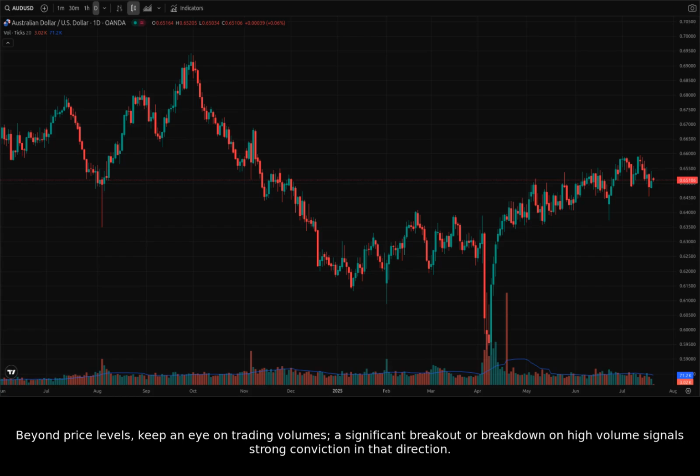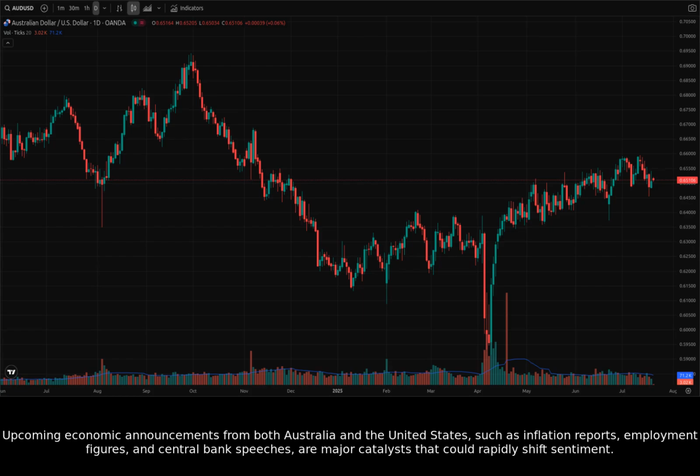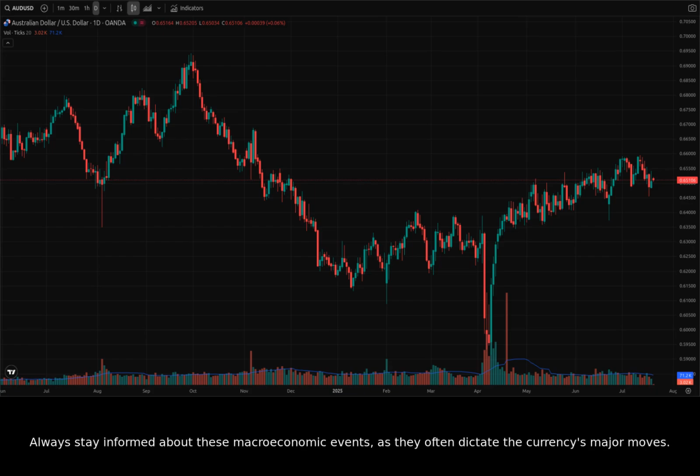Beyond price levels, keep an eye on trading volumes. A significant breakout or breakdown on high volume signals strong conviction in that direction. Upcoming economic announcements from both Australia and the United States, such as inflation reports, employment figures, and central bank speeches, are major catalysts that could rapidly shift sentiment. Always stay informed about these macroeconomic events, as they often dictate the currency's major moves.